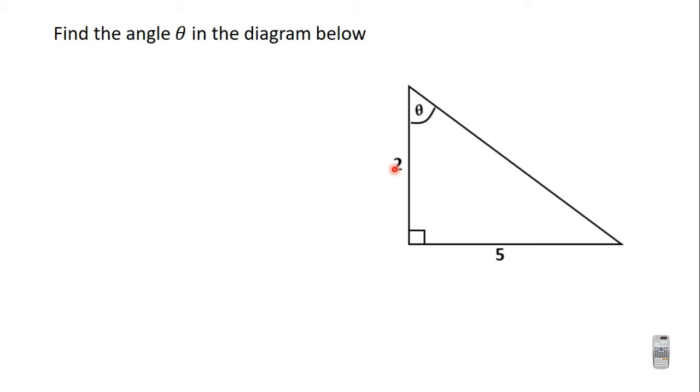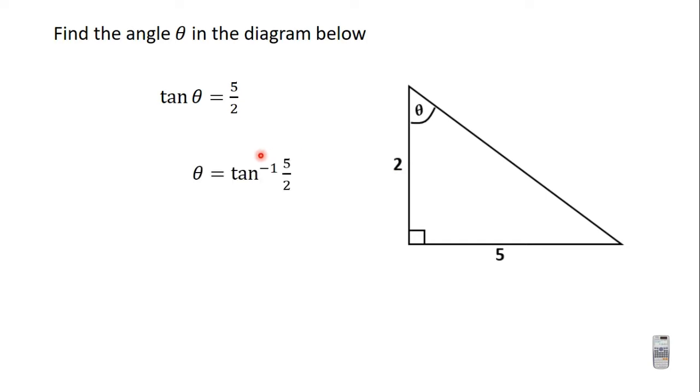Now here's a trick. When you don't know the hypotenuse, it means that you are going to use tan, because tan is the only trig ratio that doesn't contain the hypotenuse. So we are going to use TOA, which is tan. Remember the mnemonic TOA, T-O-A. Tan is opposite divided by adjacent. Tan theta is equal to the opposite side, which is 5, divided by the adjacent side, which is 2.